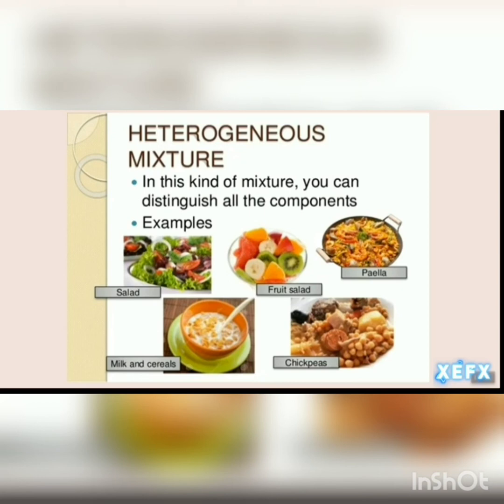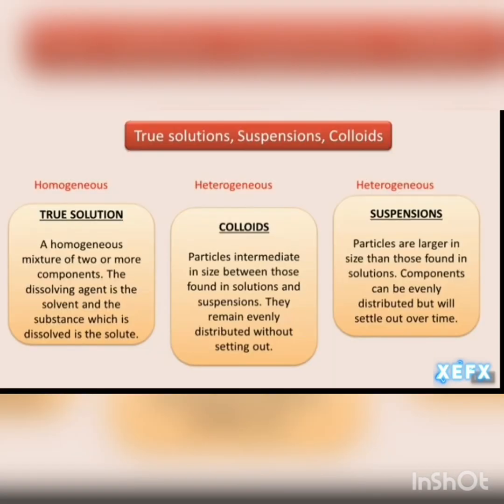Now, heterogeneous mixture means you can distinguish, you can identify the components. For example, in a salad, you mix carrot and onion, but you can distinguish and separate them. You can identify which is carrot, which is onion, right? So these are heterogeneous mixtures. They are also mixtures, but you can identify the parts.